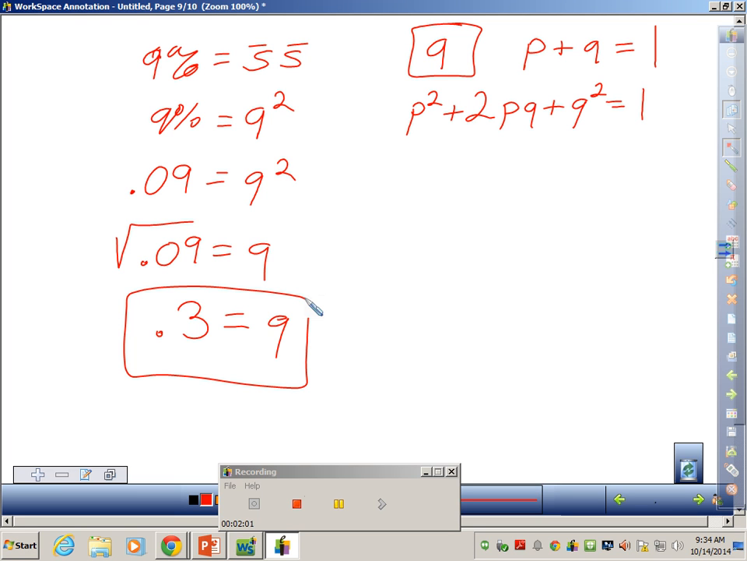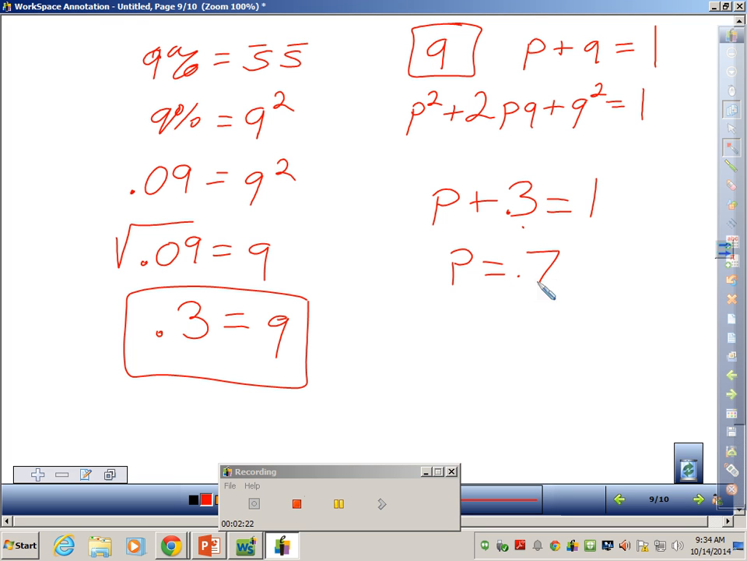Now, if I know Q, who do I automatically already know? P plus Q equals 1, and we know Q is 0.3, right? So that means P must equal 0.7. So we automatically know the next one, just using our first equation, P plus Q equaling 1.